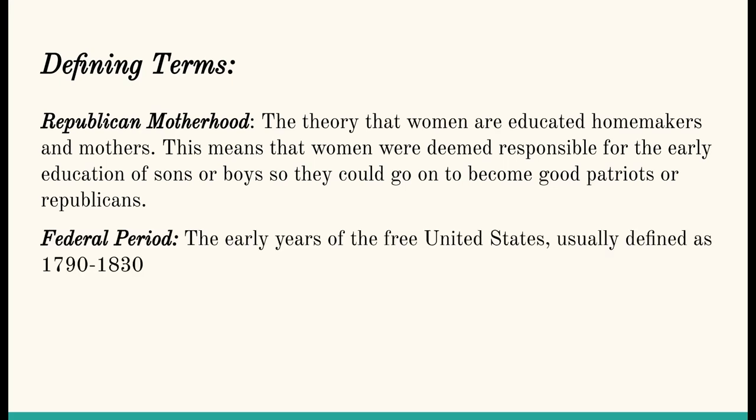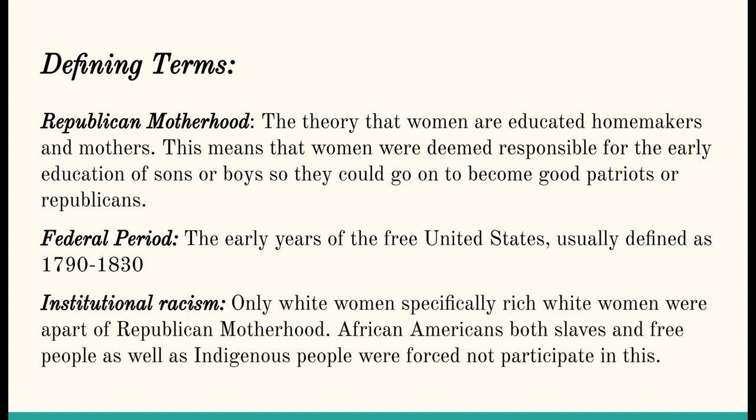Federal period. The early years of the free United States, which were usually defined between 1790 and 1830. The institutional racism was where only white women, specifically rich white women, were a part of the Republican motherhood. African Americans, both slaves and free people, as well as indigenous people, were forced not to participate in this.